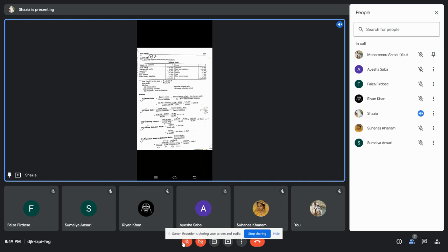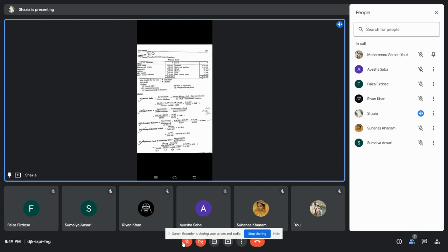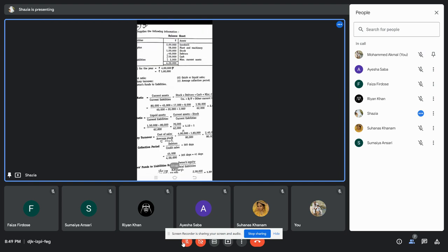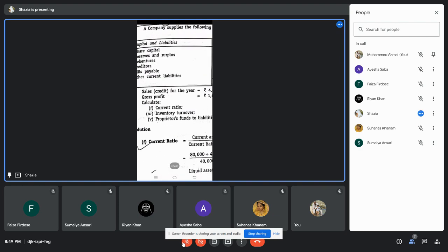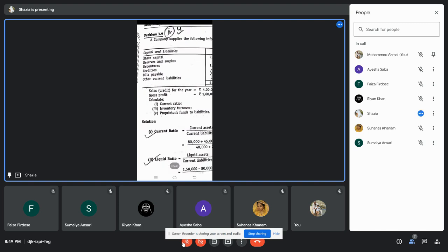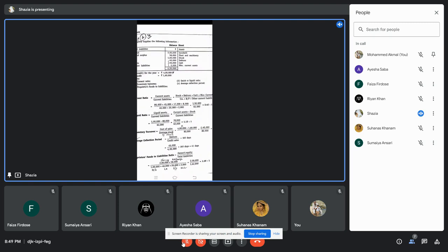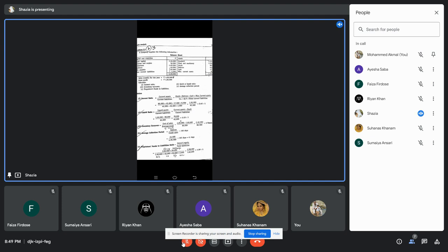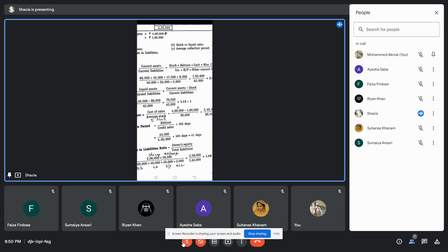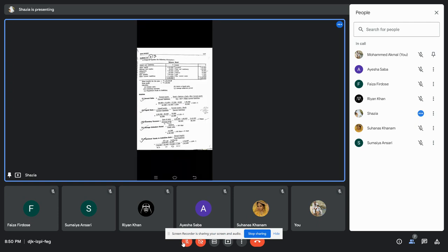Now comes your total liabilities. Total liabilities is everything except your share capital and your reserves and surpluses: the remaining four items, debentures, creditors, bills payable, and other current liabilities. If you add all the four items, you will get 1,62,000. So divide: 2,58,000 divided by total liabilities, 1,62,000.